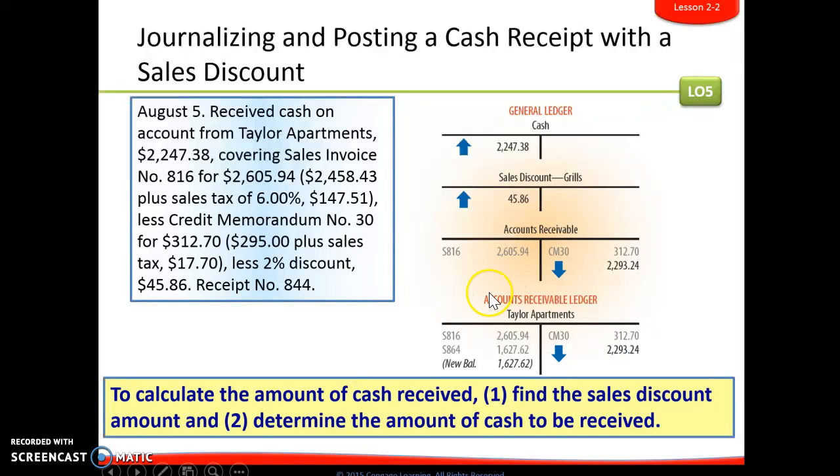Okay. Last thing that we need to do is the 2% discount that they're telling us about, the $45.86. That goes as a debit to the sales discount. We need to make sure that goes to sales discount grills. And then here they're showing us Taylor Apartments under the accounts receivable. Anytime we list accounts receivable, we also need to list the customer, which is Taylor Apartments.